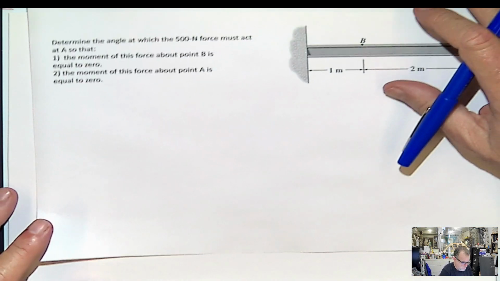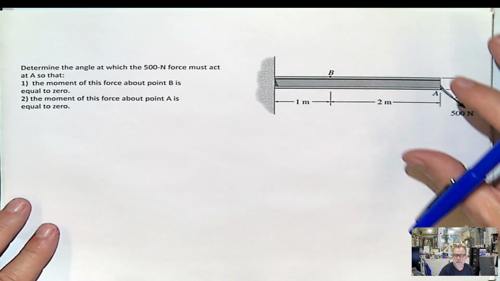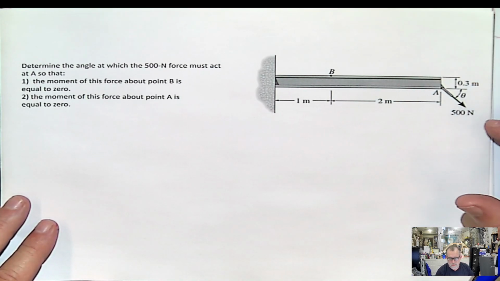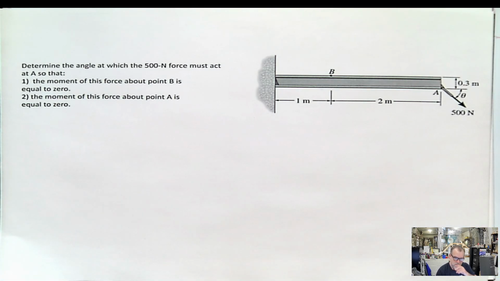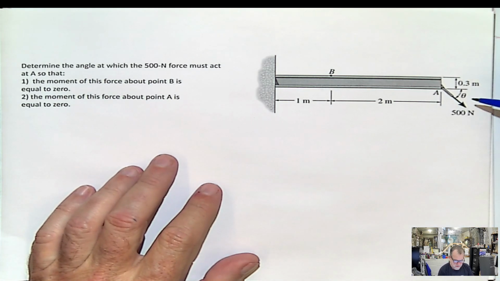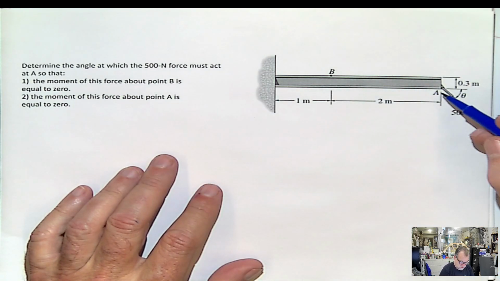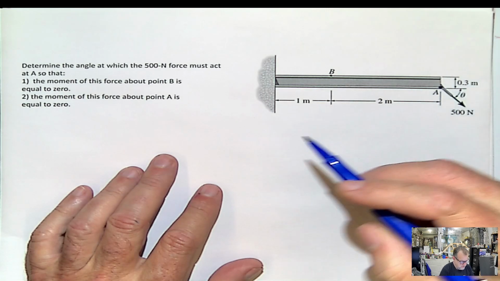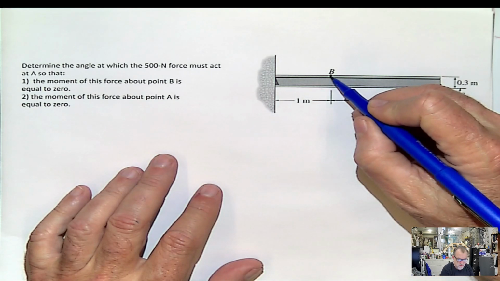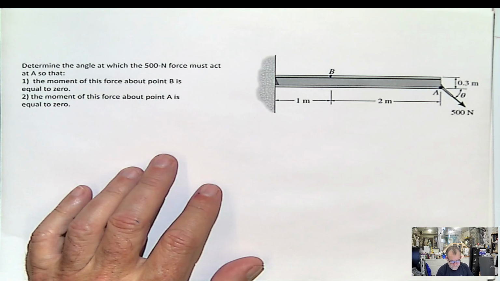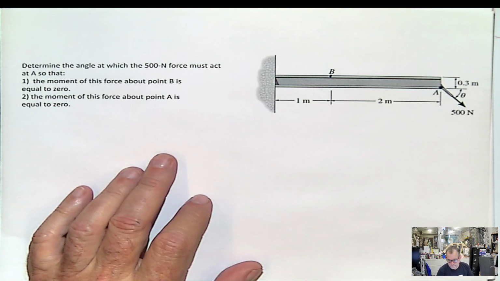Just coming out of the oven, meaning the printer. There are two questions in one. Let's start with the first one. It says, determine the angle at which this force must act at A. So right there, the force is applied there, so that the moment of that force with respect to the point B is zero.